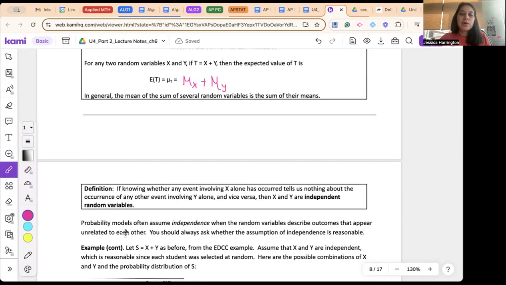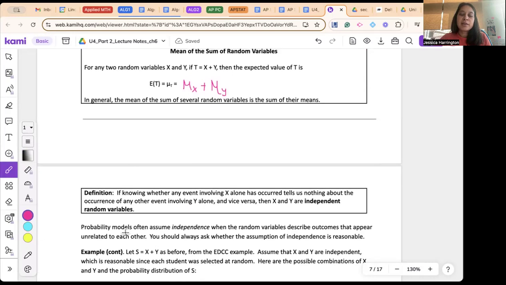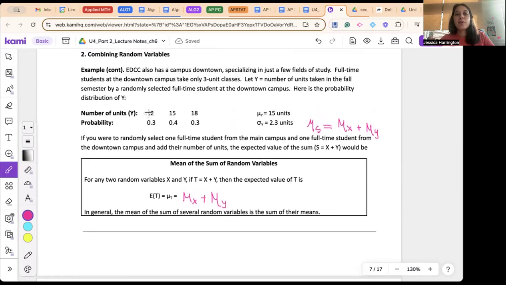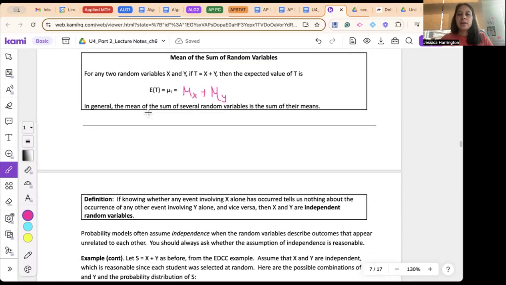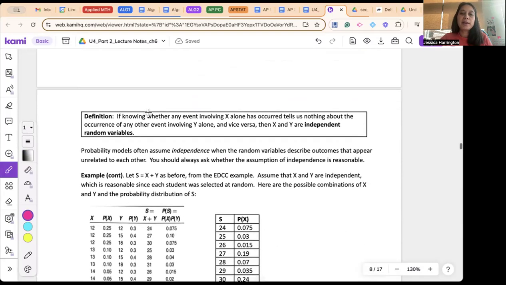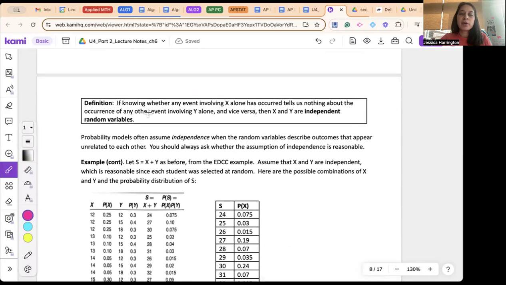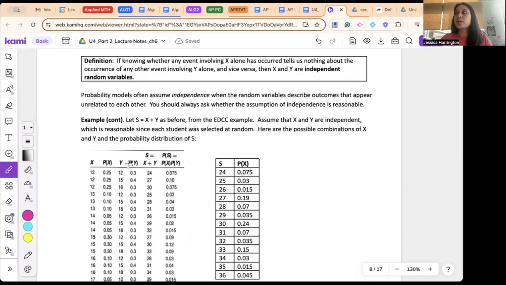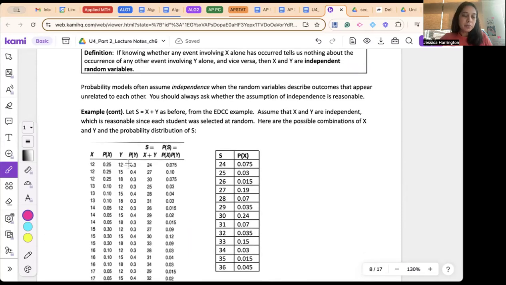So there's a definition here. If knowing whether any event involving X alone has occurred tells us nothing about the occurrence of any other event involving Y alone and vice versa, then they are independent random variables, right? So in this case, the number of credits someone takes at their downtown campus has no impact on the number of credits some other student takes at their main campus. They are independent random variables, okay? So probability models often assume independence when the random variables describe outcomes that appear unrelated to each other. You should always ask whether the assumption of independence is reasonable. So you're always thinking about that. If it's not, you want to state it.